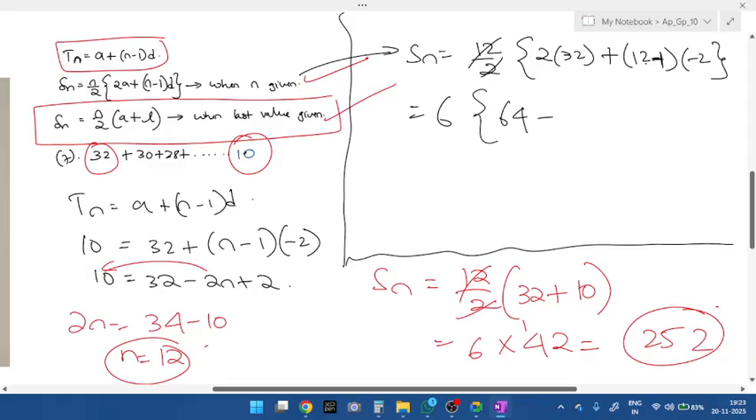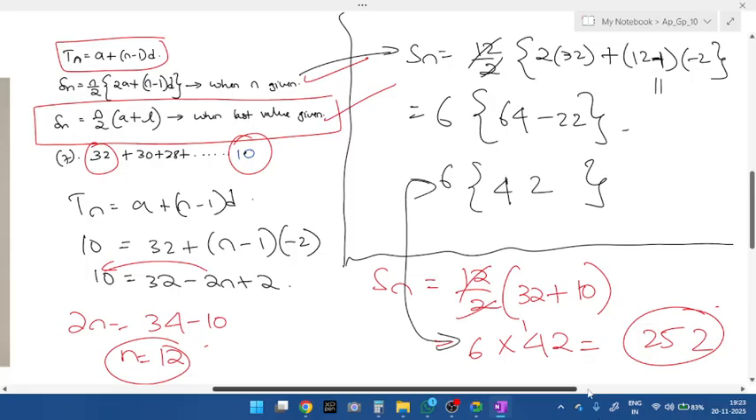12 minus 1 is 11. 11 into minus 2 is minus 22. If you subtract 22 from 64, you get 42, and 6 into 42. Are we getting the same value? Response, students. Isn't it the same? 6 into 42, right? Only the form is different.